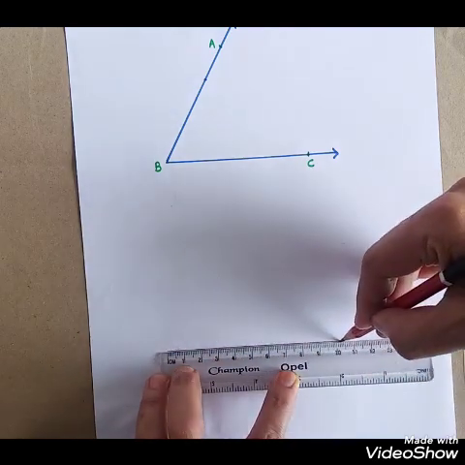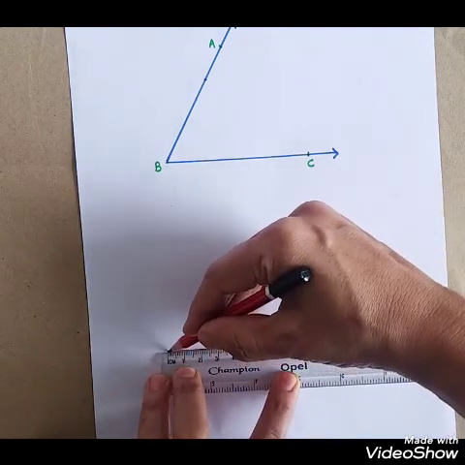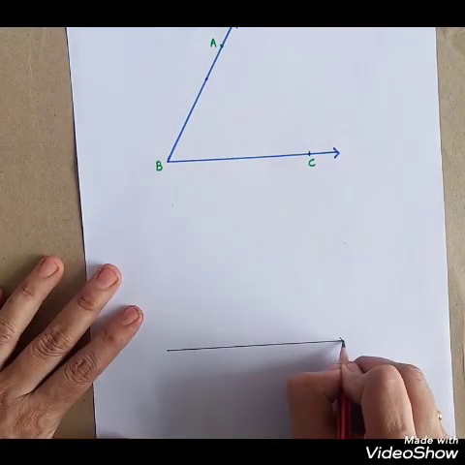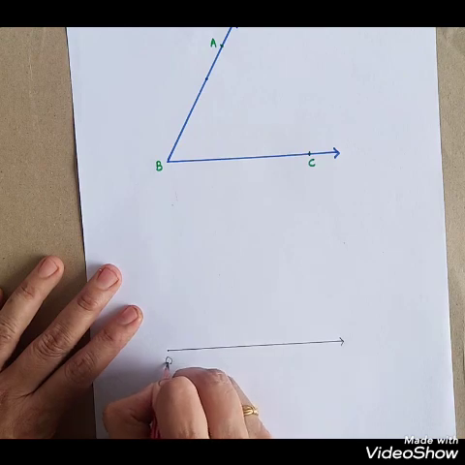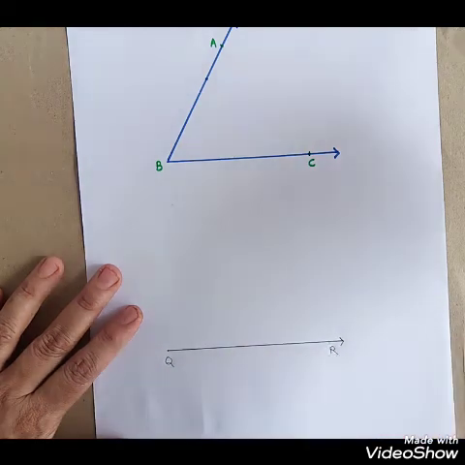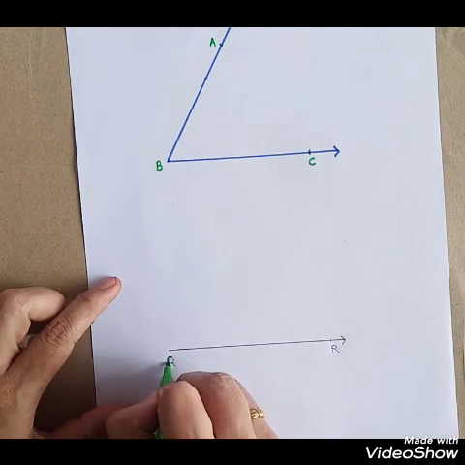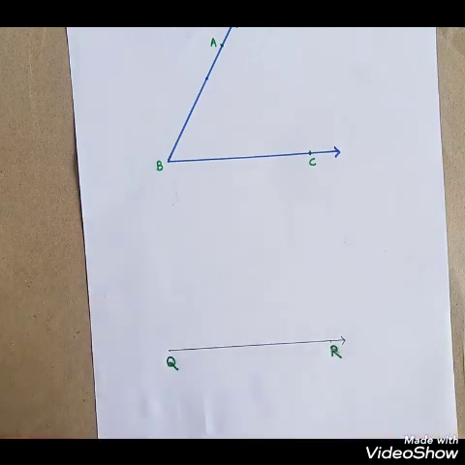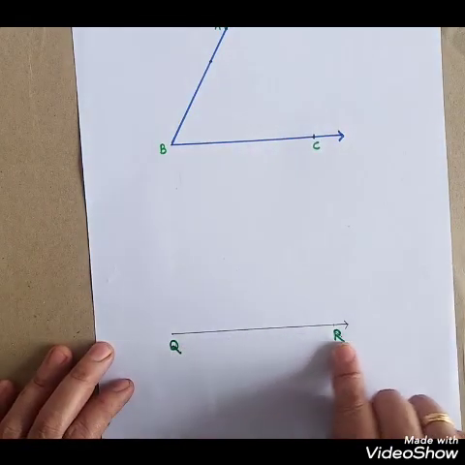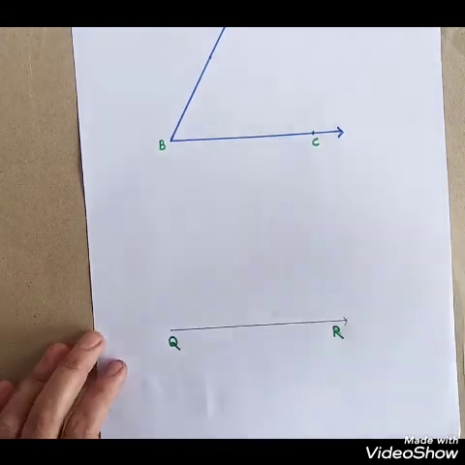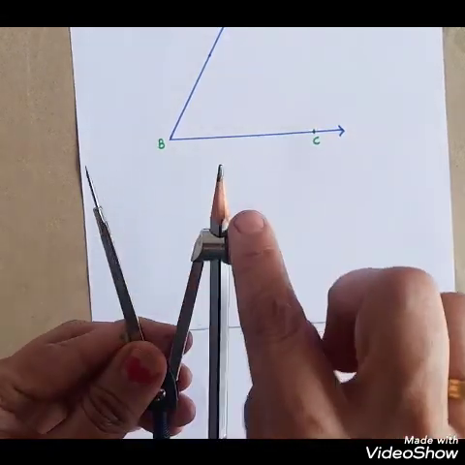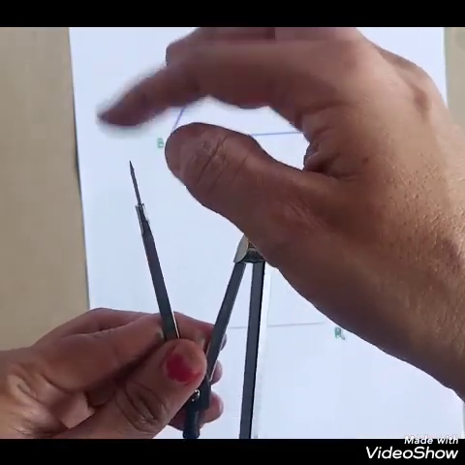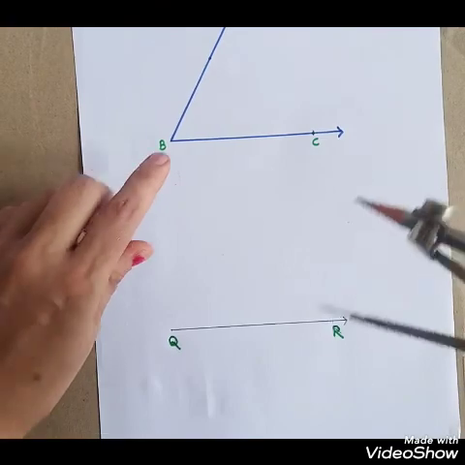So this is a ray, this point is Q, and this point is R. Name Q and R. So this is a ray. So first we are going to draw ray QR. Now place the point of this compass at vertex B.